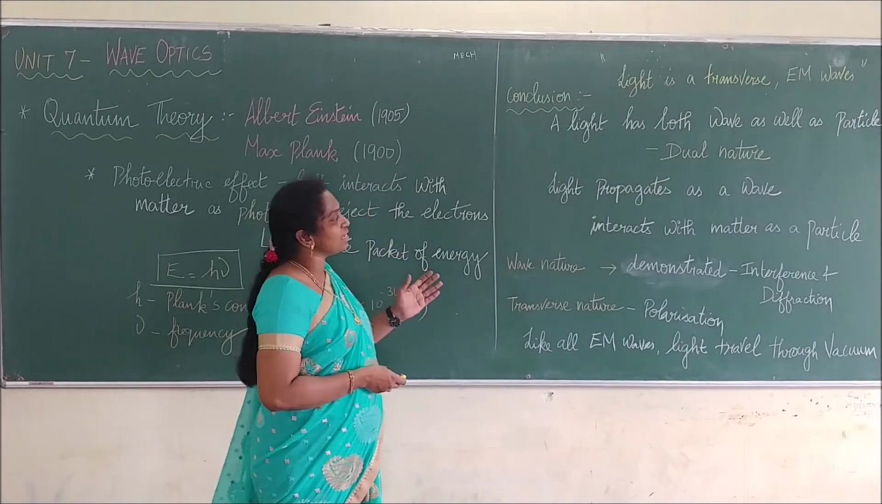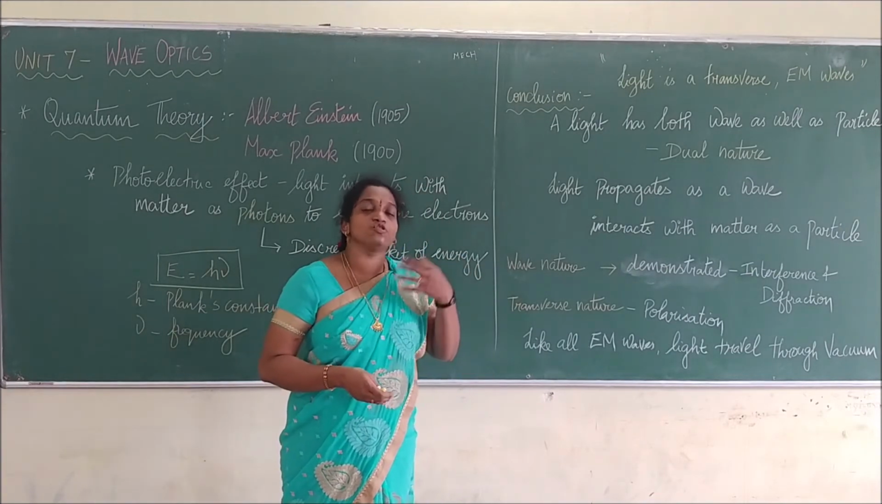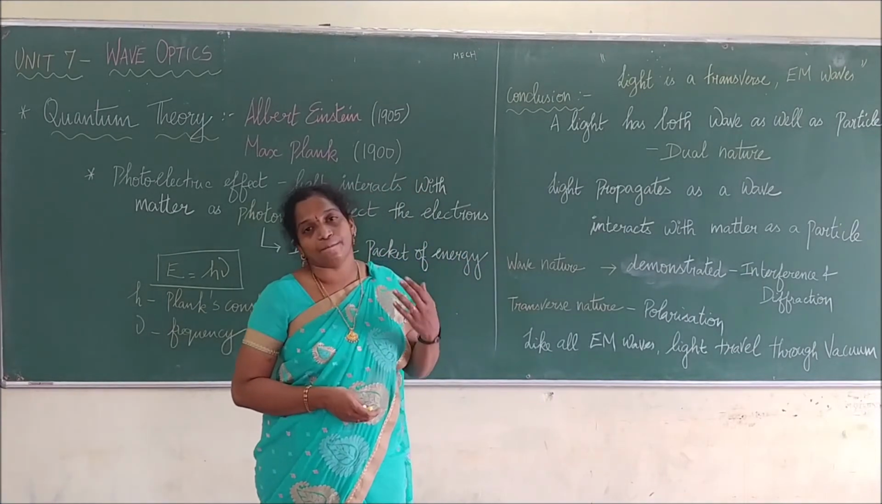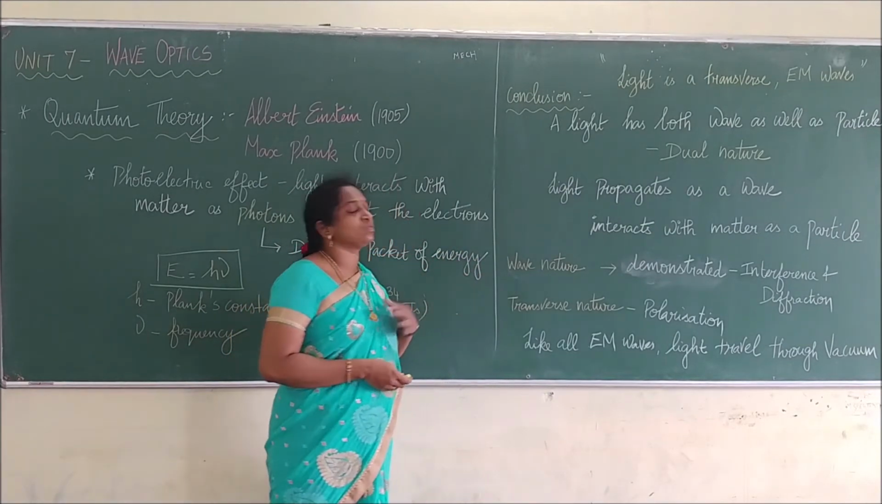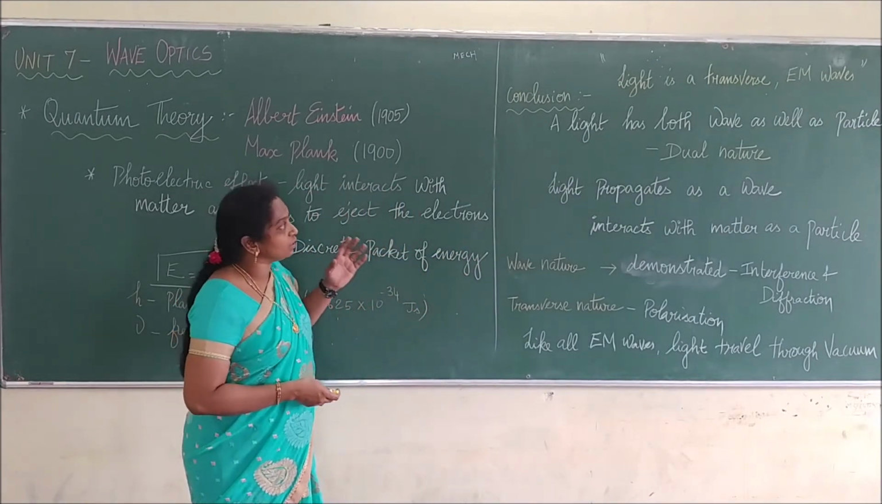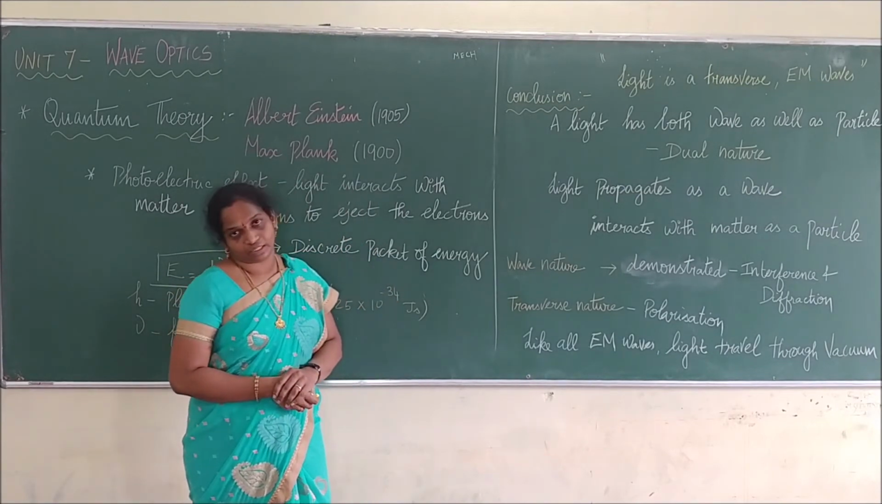And also we can say that light propagates in the form of a wave, and when it comes to interaction, it interacts as a particle. Right? So light propagates as a wave and interacts with matter as a particle. These are the things we have concluded from all the theories of light.